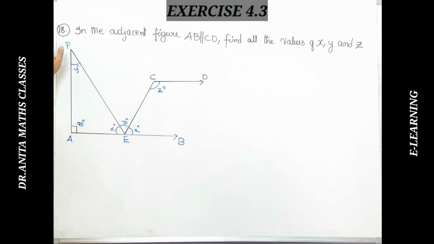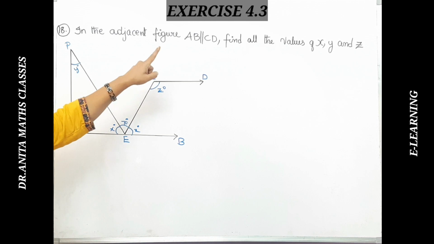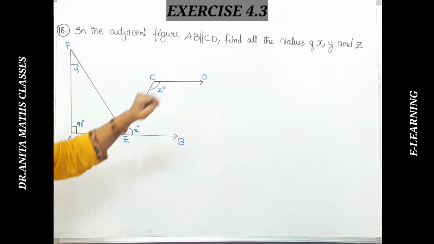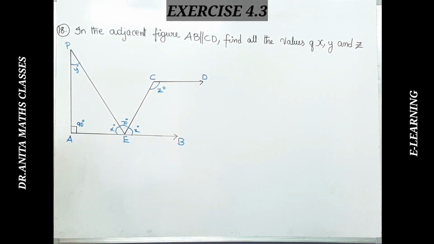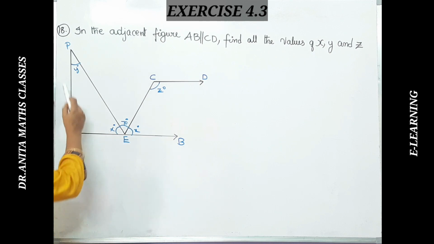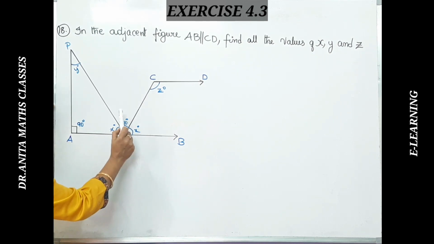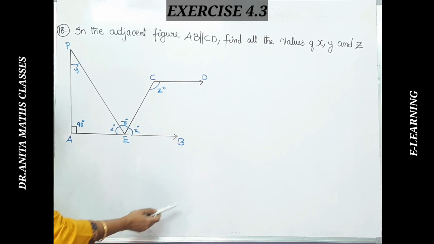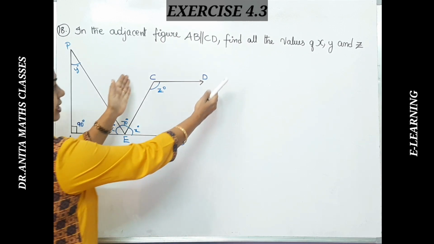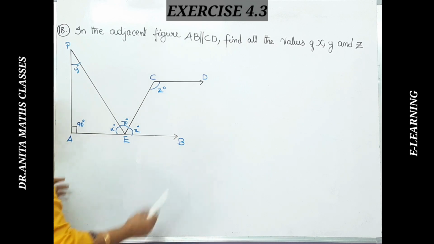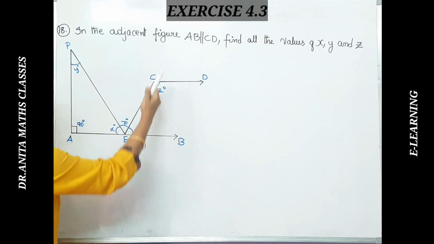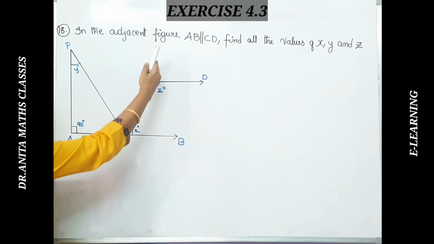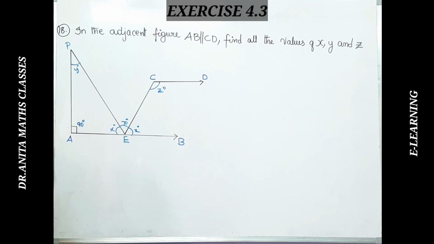See the 18th one. In the adjacent figure, AB is parallel to CD. Find all the values of x, y and z. If you observe the diagram, given 90 degrees, y angle, x angles, 70 degrees, z angle. This is the line AB and this is the line CD. These two are parallel. When these two are parallel, this forms a transversal. CE is a transversal. Now, observe this triangle. This is 90 degrees. This is y and x.